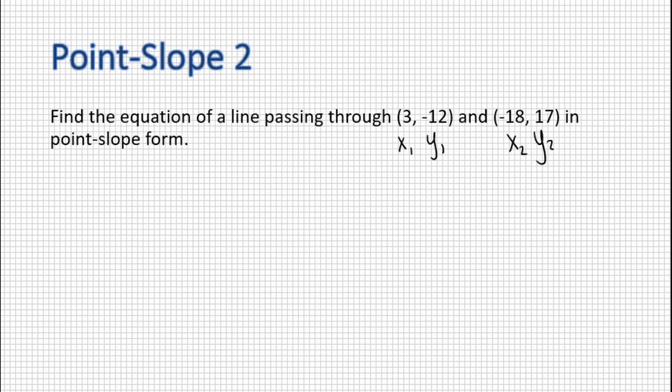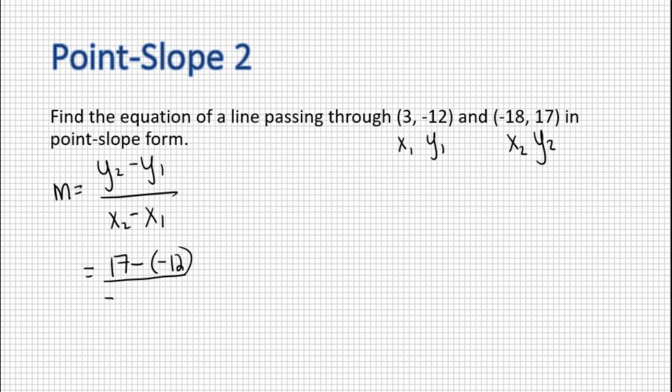Just labeling up, starting with y2 minus y1 over x2 minus x1. So y2 is 17, subtract -12, divided by -18, subtract 3. So I get 29 over -21, and I'm just going to change that to -29 over 21. Put the negative up top because the y decides whether you're going up or down. Fine. I have enough information now.